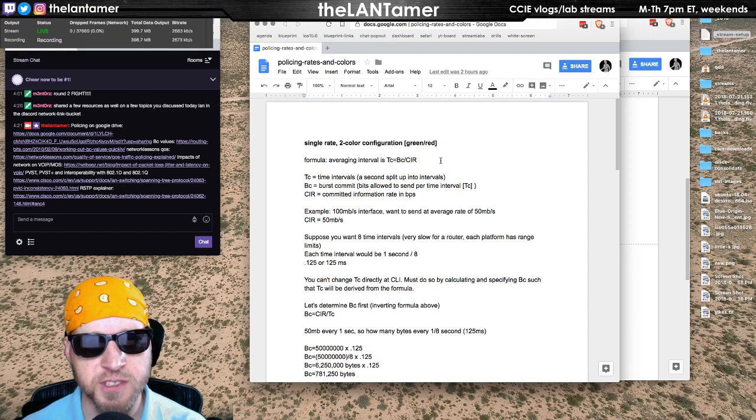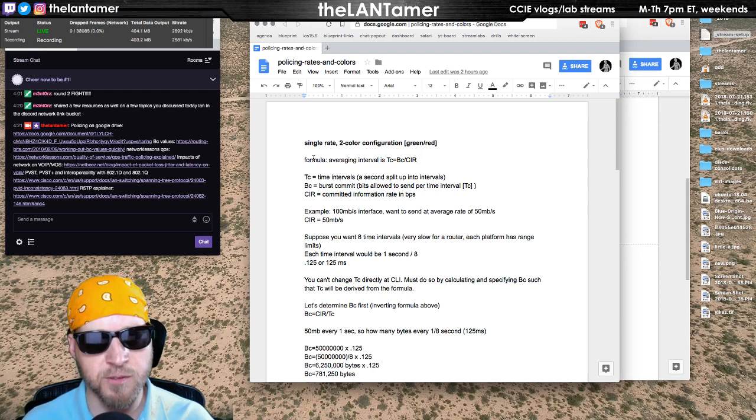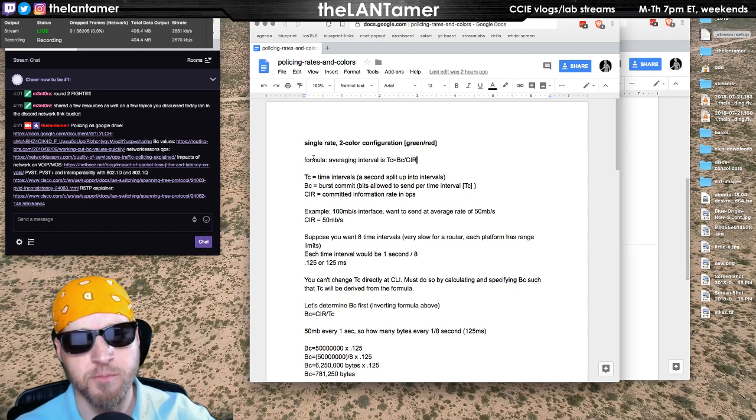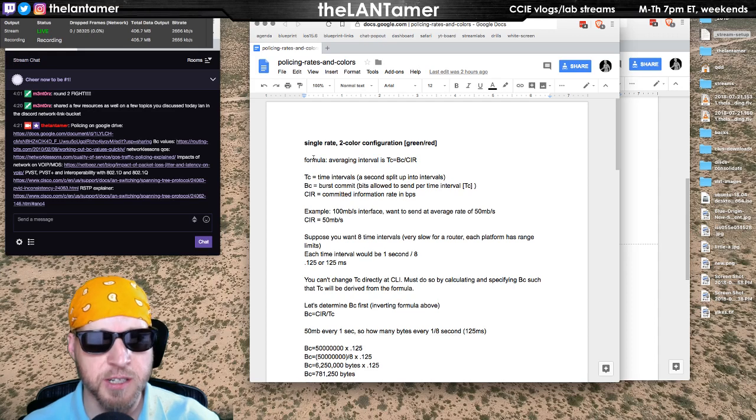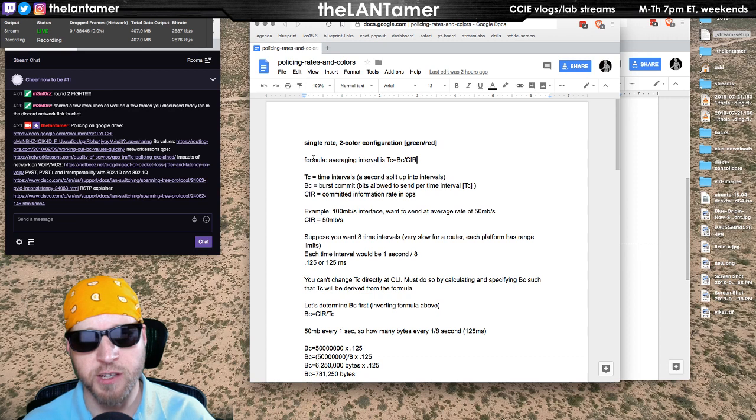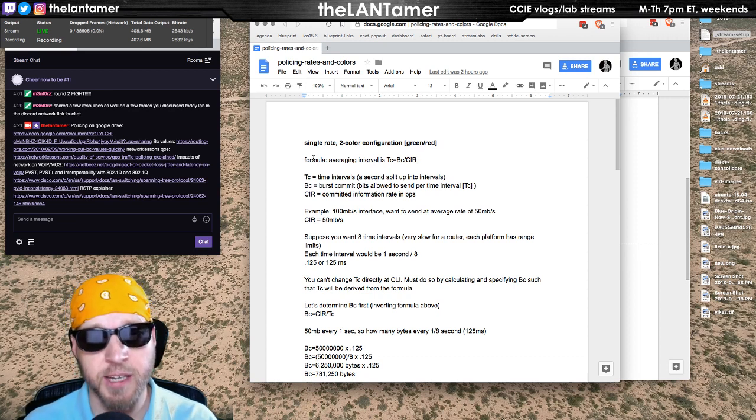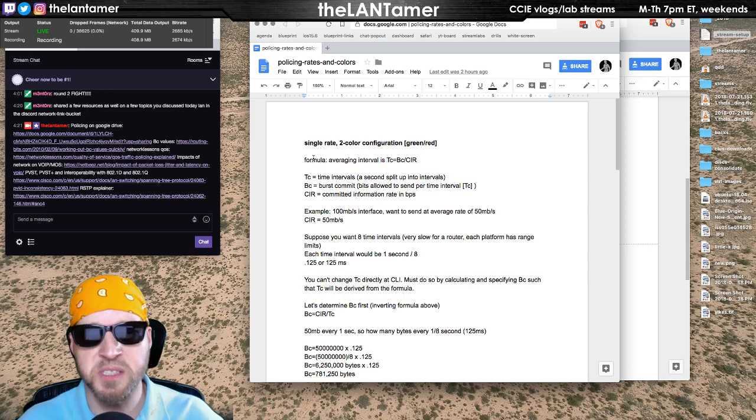And the formula for this averaging interval is TC equals BC divided by CIR. And what that means is TC is time intervals. So you're splitting up 1 second into a certain number of intervals that you want to use to measure how you're sending traffic. And that's going to be an average, right? You want to come up with some sort of average. And you could come up with as little as, for example, 8. So you could cut a second up into 8 pieces.